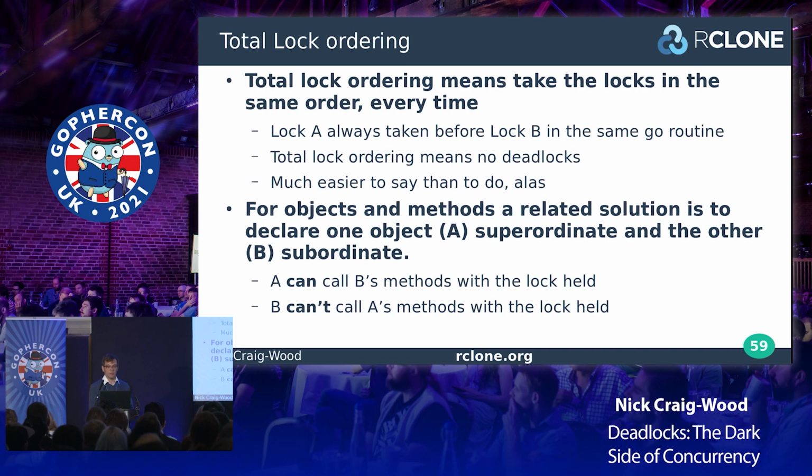In practice, with object-based locks and methods, this means making one object superordinate and another subordinate. For example, this might mean that the directory can call file methods with a directory lock held, but the file methods mustn't call directory methods with the file lock held.